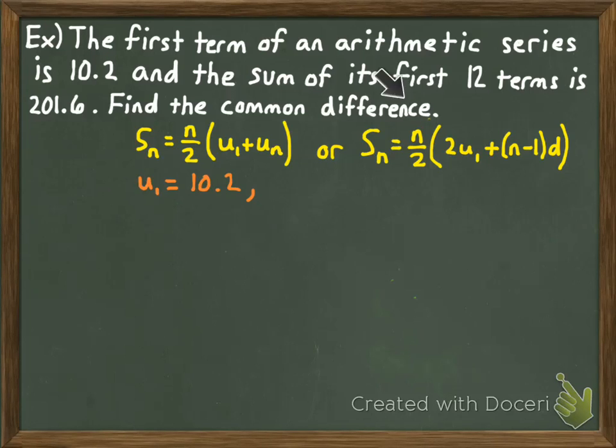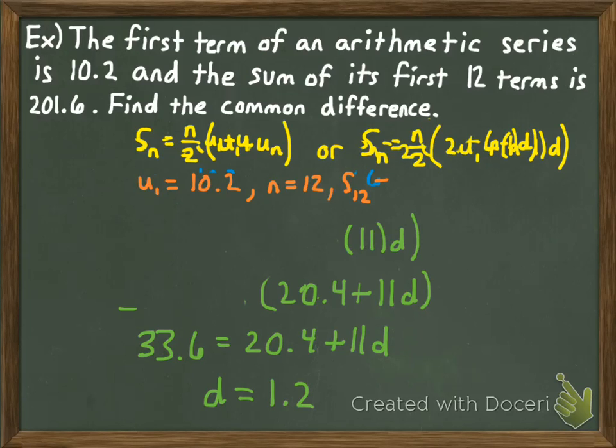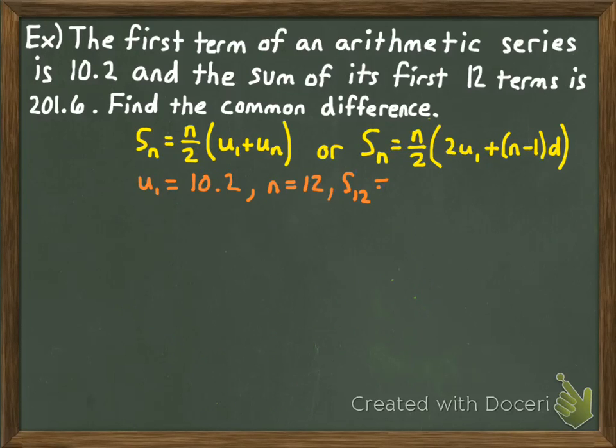Additionally, we know the sum of the first 12 terms, which tells us two things. For this problem, we're going to consider n to be 12, because we're dealing with 12 terms, and then s sub n would be the same as s sub 12. n is how many terms you're adding together, so if you know that number of terms, write that number instead of the letter n. The sum of the first 12 terms is 201.6.